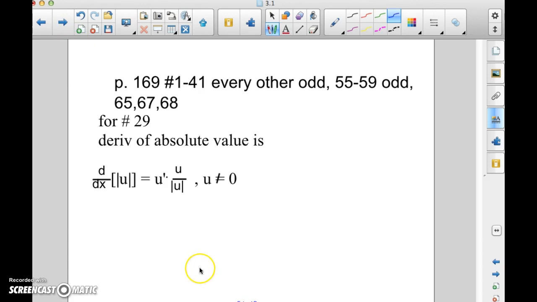Here's your homework, 1 through 41 every other odd, and 55 to 59 odd, and 65, 67, and 68. For number 29, you'll need to take the derivative of the absolute value. You can separate it into the two piecewise functions, or you can use this derivative formula. You don't have to memorize this derivative formula, but just be able to use it. So the derivative of the absolute value function is u over the absolute value of u, where u is whatever's inside the absolute value, times the derivative of what's inside that absolute value. All as long as you're not taking the derivative of 0. You don't have 0 in the denominator here, so u can't be 0.